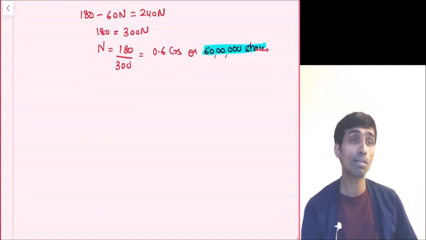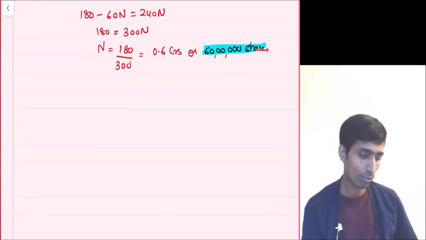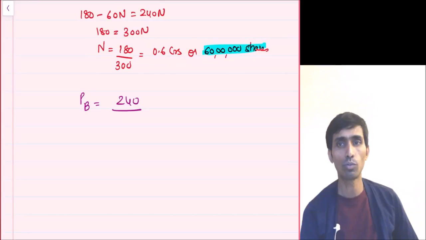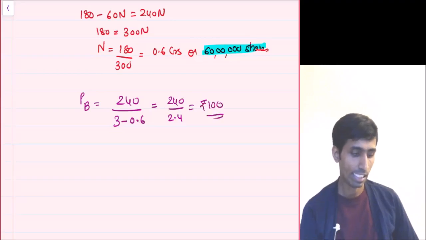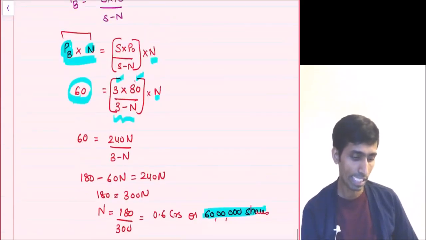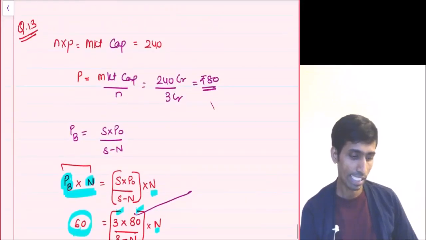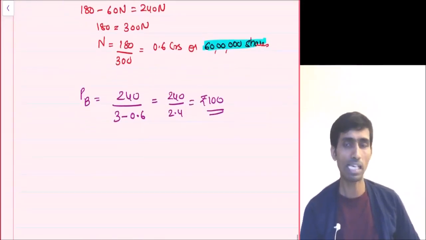They have asked us the post buyback price. Now what I can do is PB is equal to 240 crores upon 3 crores outstanding minus 0.6 crores I bought back. So 240 divided by 2.4. See, the market price after the buyback has gone up. It is now 100. Initially it was 80. If you check here, initially it was 80. Now it has gone to 100 because the supply has decreased.